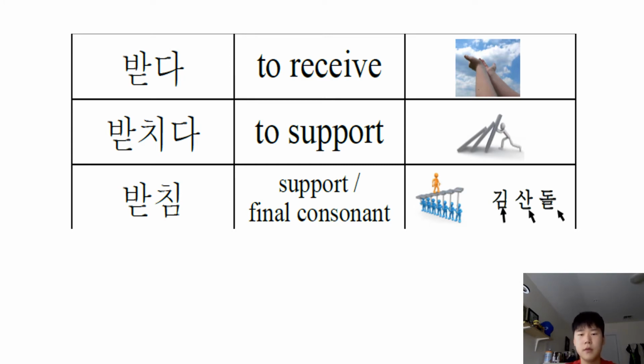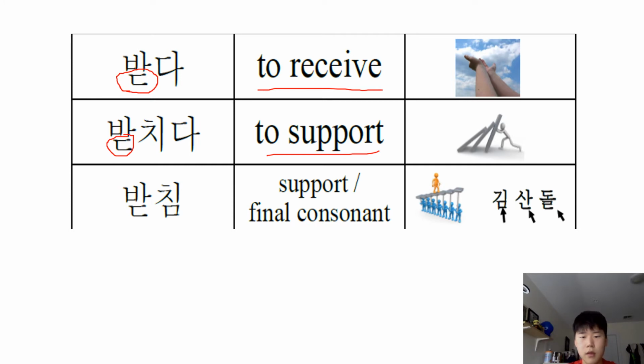So next is 받다, to receive. In this one, the first part of the letter has the 디귿. And then in the next one, there's 받치다, which means to support. So the first part in this word has the 디귿 받침.